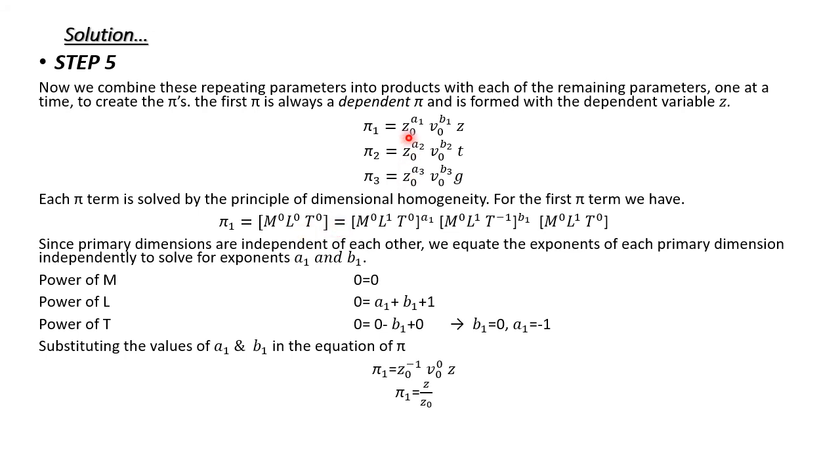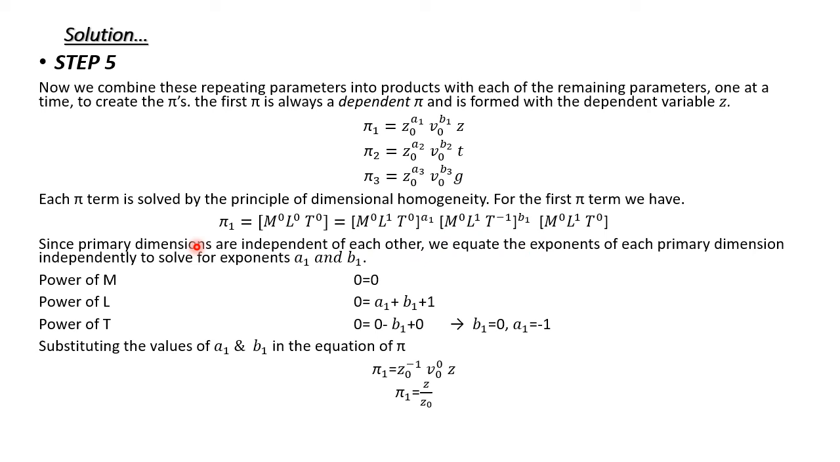You have already written the dimensions of z0, it is M^0 L^1 T^0 to the power a1, and already you know the dimensions of v0, that is L^1 T^-1 to the power b1, and z, its dimension is L^1. Okay, so just for practice purpose I have written M to the power 0. Anything to the power 0 is 1. You can either write it or you can leave it. Just for practice purpose I have written 1.